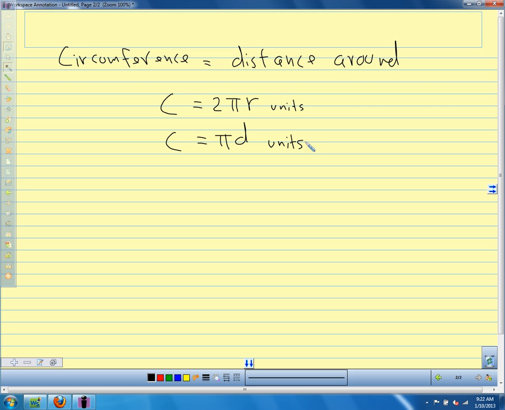Now, one of the reasons that circles are so cool, that I like being able to talk about circles, is this is really the first time that we get to talk about pi. Pi is a really special, really important number in math. Pi is a constant. And if we write pi as a decimal, the digits go on forever without repeating.